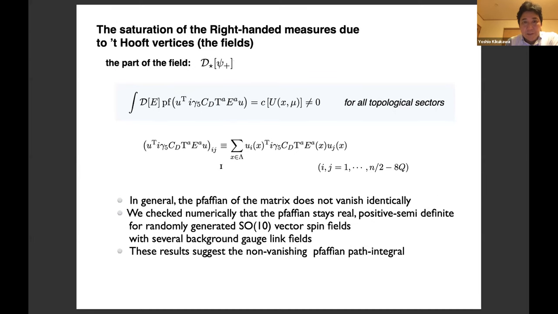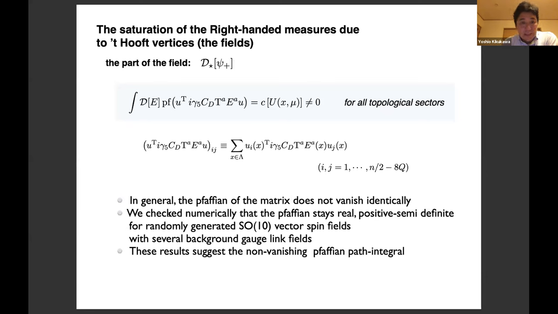But we need to check. Since we have a rather complicated expression for this basis, we cannot know. Actually, we do not have a rigorous proof that this Pfaffian, integrated over the path integral over the spin vector SO10 vector spin field, gives a non-vanishing result for all possible admissible gauge fields. So I do not have a rigorous proof for this statement. But in general, the Pfaffian of the matrix does not vanish identically.